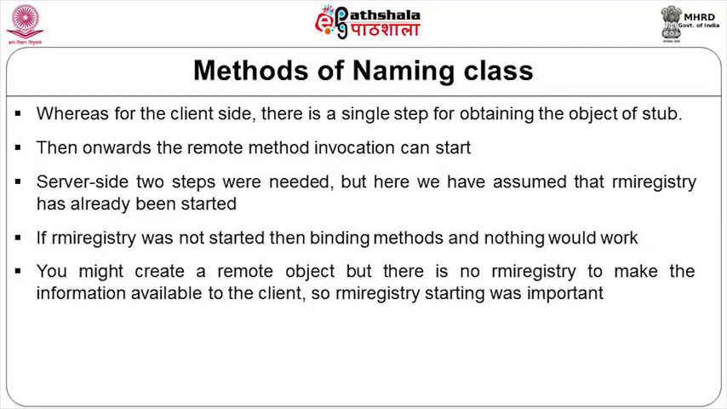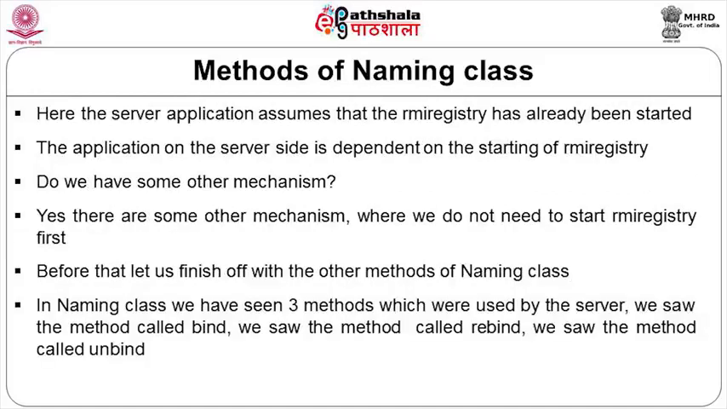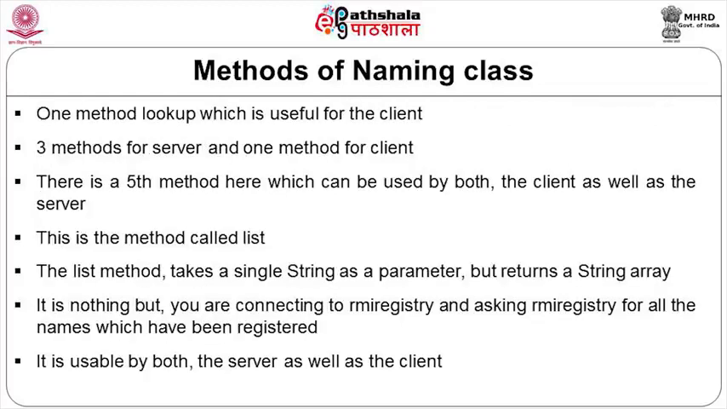Do we have some other mechanism? Yes, we have some other ways also. But before going to that, let me just finish off with the methods in Naming. When we were looking at the methods in Naming, we saw 3 methods which were used by the server: the method called bind, the method called rebind, and the method called unbind. 3 methods for the server, and 1 method, lookup, which is useful for the client.